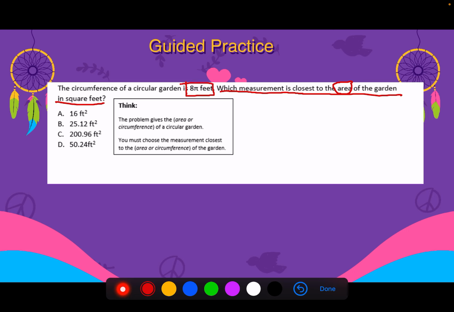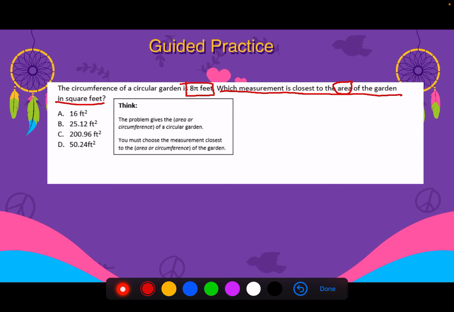And we have this think box here. It says think. The problem gives the area or circumference of a circular garden. So does the problem give you the area or the circumference? You said circumference. You are correct. You must choose the measurement closest to the area or the circumference of the garden. So are we looking for area or are we looking for circumference? Okay. If you said area, you are correct.